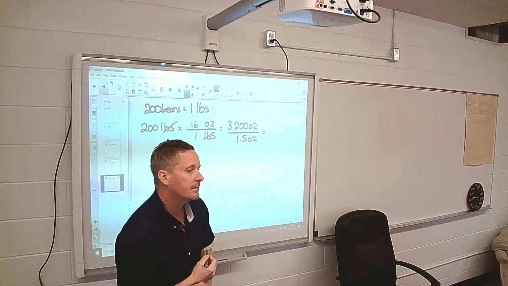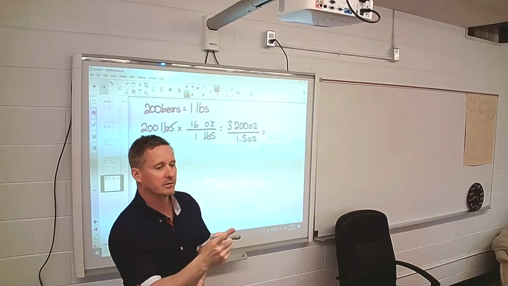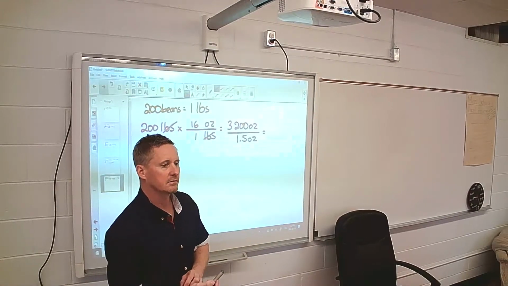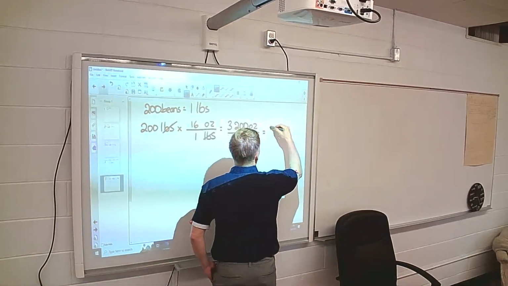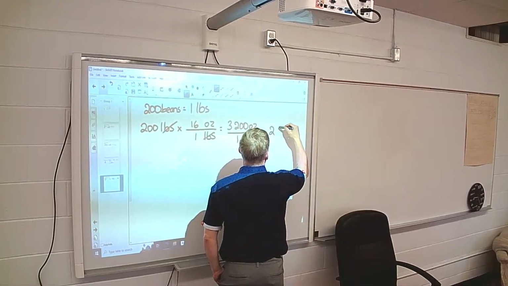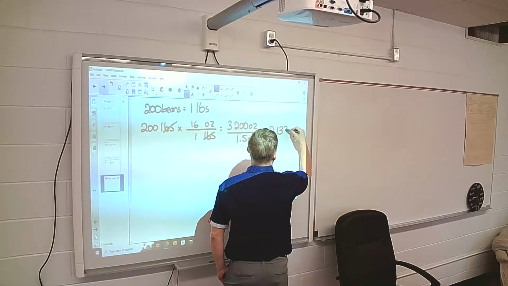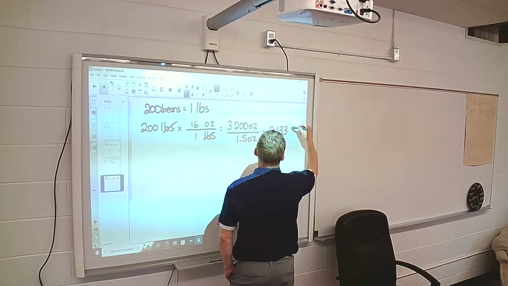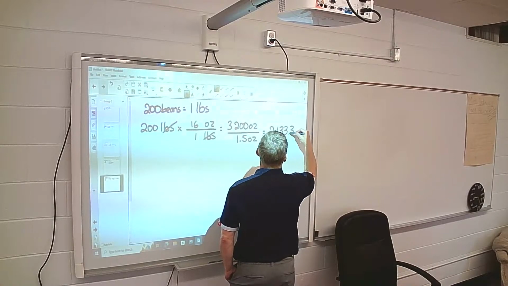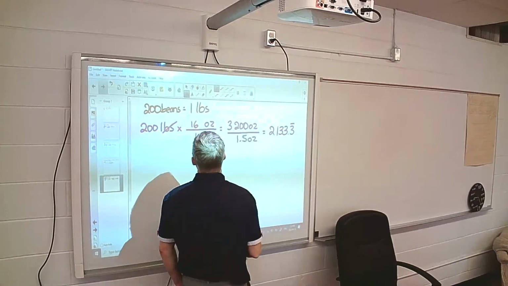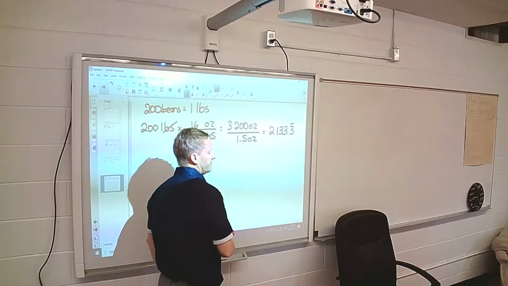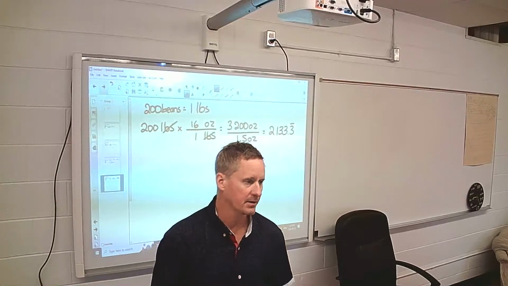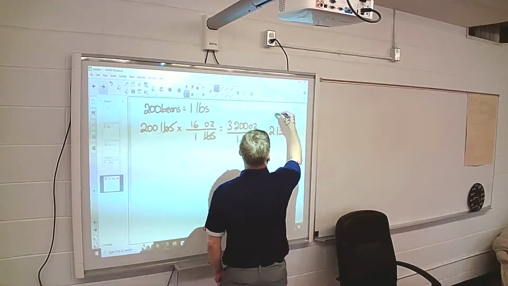Give it to me anyway still, please. 2,000... 2,000 what? 2,133.3 repeating. And that's how many chocolate bars. Okay? What's the problem with this?